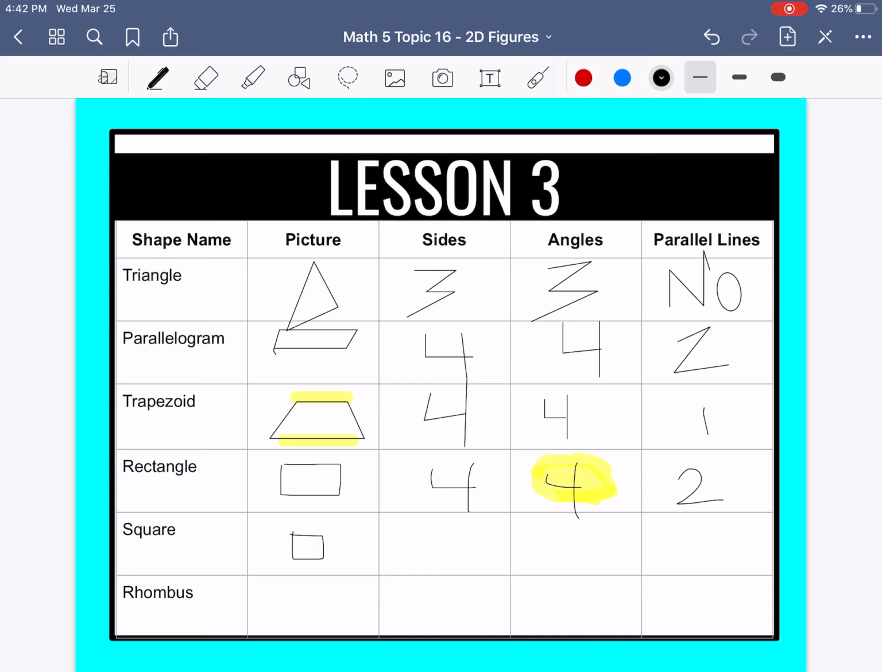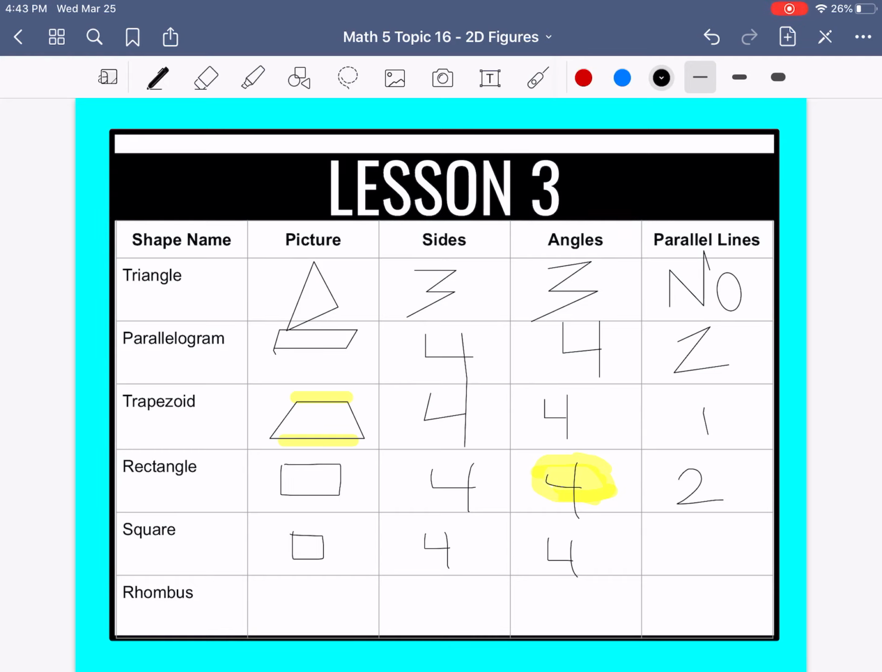Again, how many sides does it have? Good, it has 4. How many angles does it have? Right, it has 4. Okay, and the angles, what are they? Good, they are all 90-degree angles. Okay, so it's similar to the rectangle.